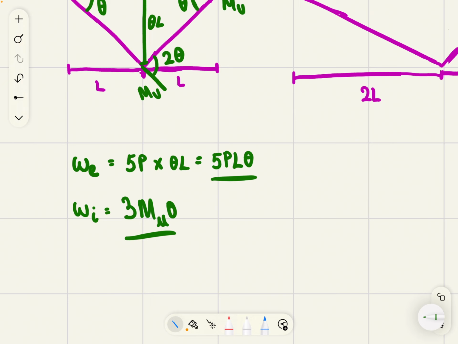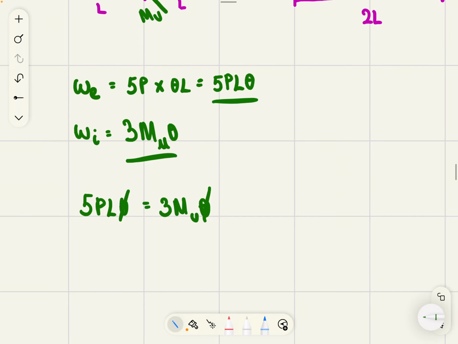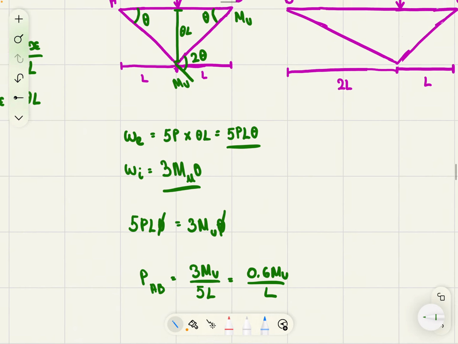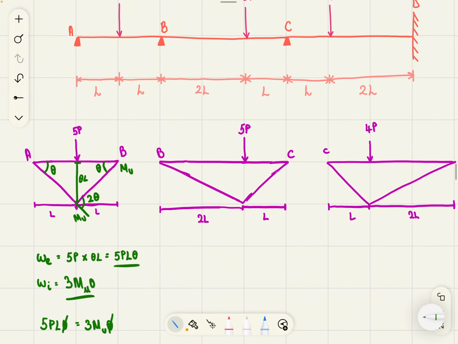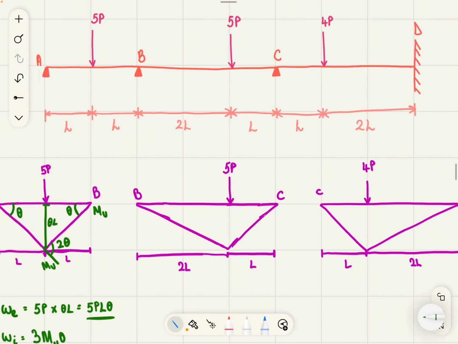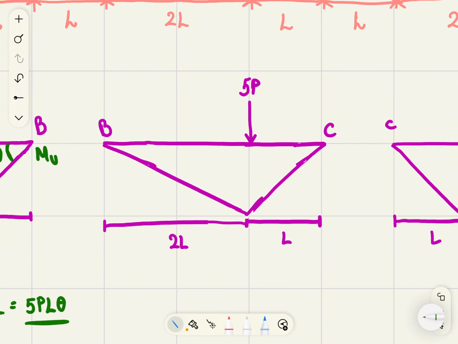Now, when you equate these, the internal and external work, because you know they're equal, you get 5PL theta is 3 Mu theta. Cancel out theta, and we're going to rearrange to find P, so the collapse load between points A and B. So 3 Mu over 5L, so 0.6 Mu over L. Now, on to the next segment, so BC.